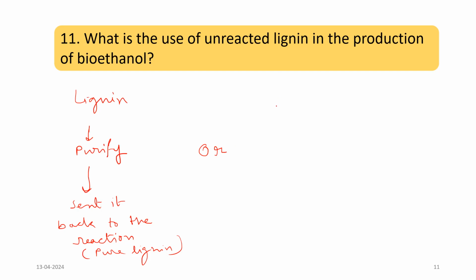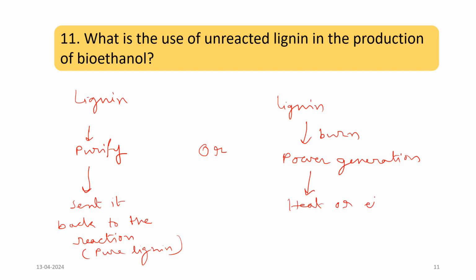Another way, we burn the lignin for power generation. That is the application. That is for heat or electricity. Okay. So these two are the ways by which we can use the unreacted lignin in the process of bioethanol production.